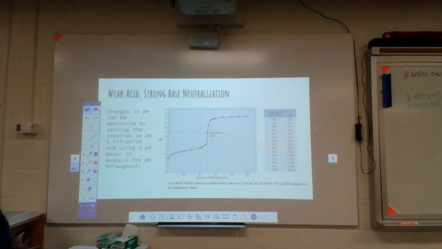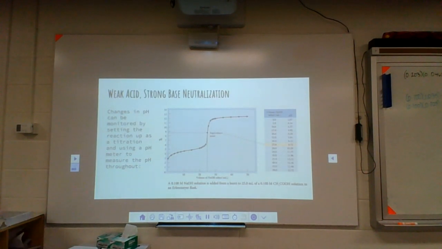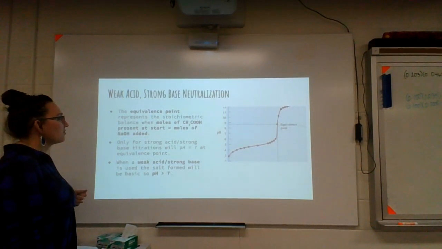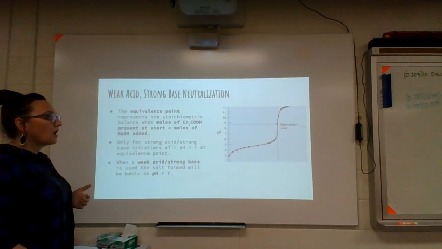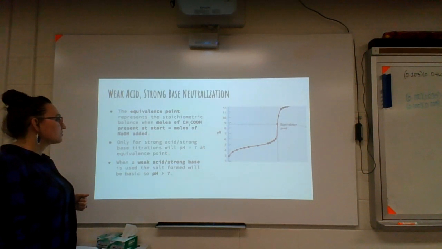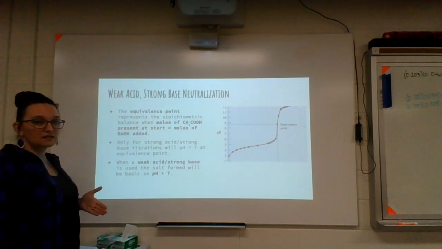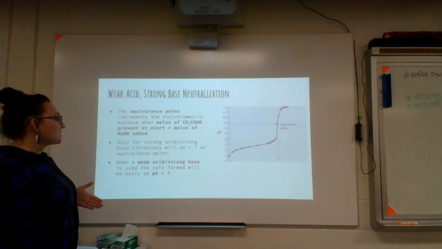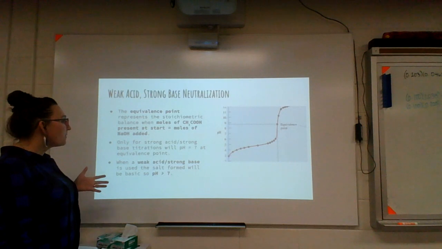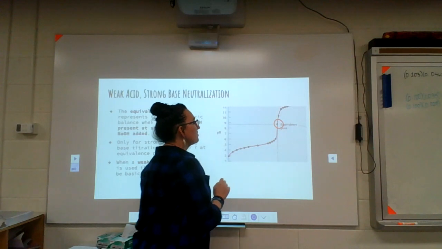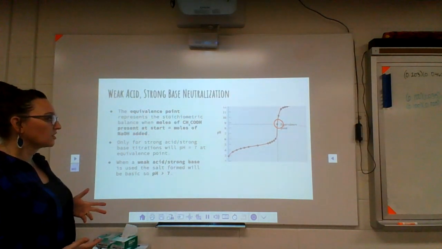So just as before, the changes in pH can be monitored by setting up a titration and using a pH meter to track the pH. The equivalence point, again, is the stoichiometric balance, where the number of moles of my weak acid present at the start are equal to the number of moles of sodium hydroxide that are added. But remember that strong acid and strong base titrations will have a pH of 7 at the equivalence point. But when I have a weak acid or base, this equivalence point gets pulled off of neutral.